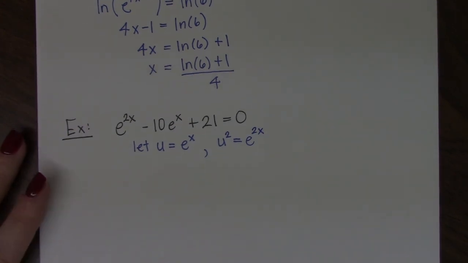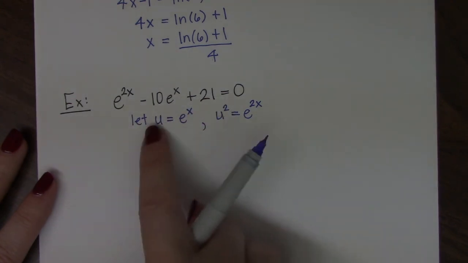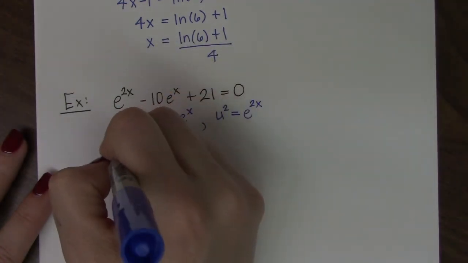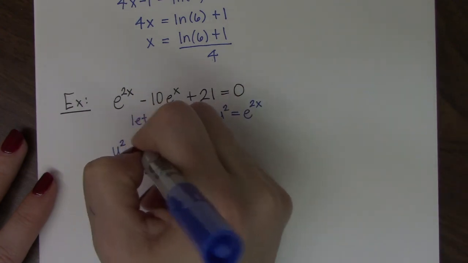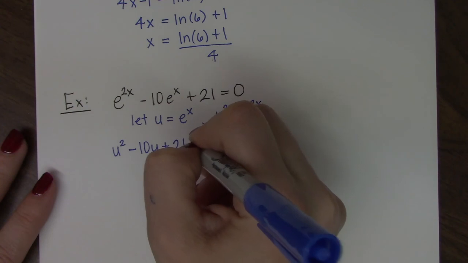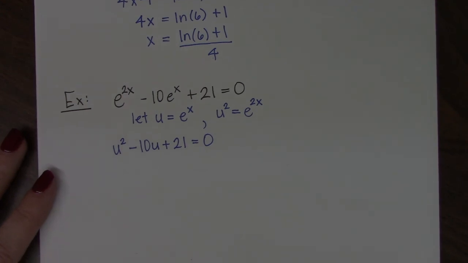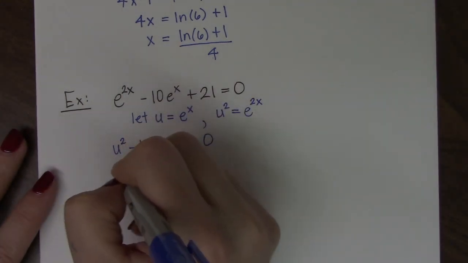So now what I can do is rewrite my original expression using this u substitution. So e to the 2x is u squared minus 10u plus 21 equals 0. And now this looks like a quadratic. This looks like something I've worked with before. So let's try to factor this.